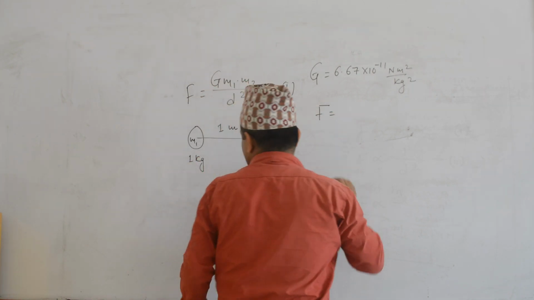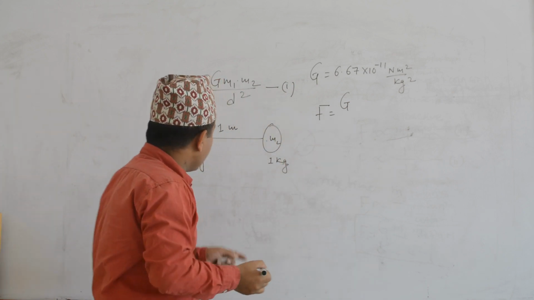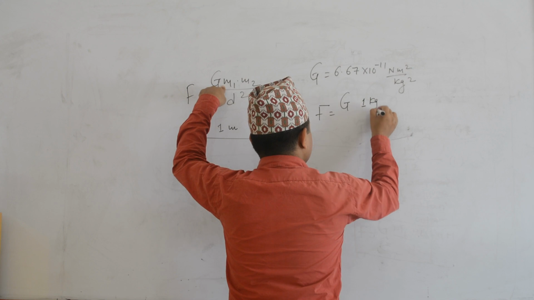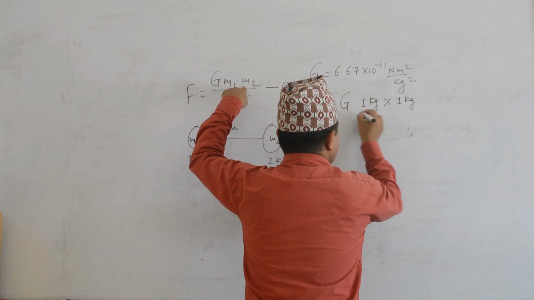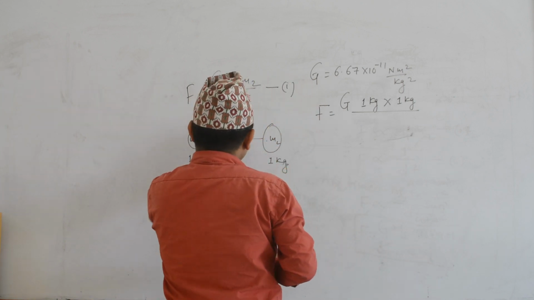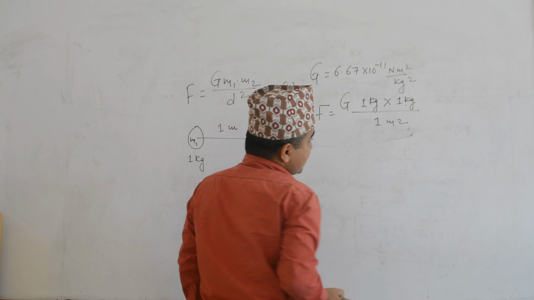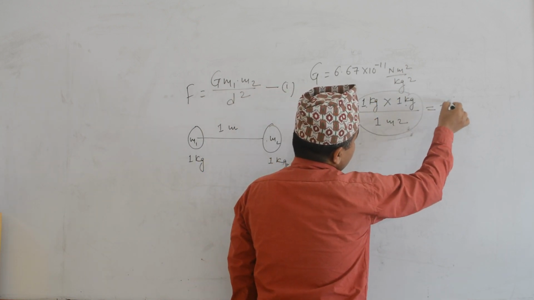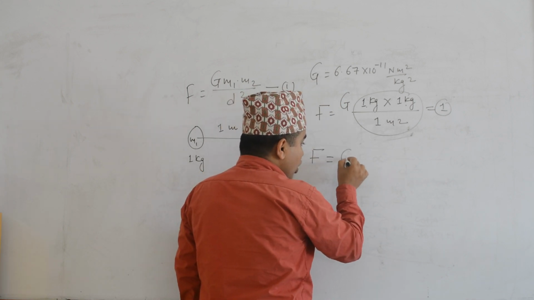F will be as it is because I don't have the value of F. G will be as it is. I don't have the value of G, but I have the value of M1, which is 1 kg. Similarly, M2 is also 1 kg, and I have distance 1 meter square. So 1 kg into 1 kg into 1 means numerically this all is going to be 1. In this situation F will be equal to G.